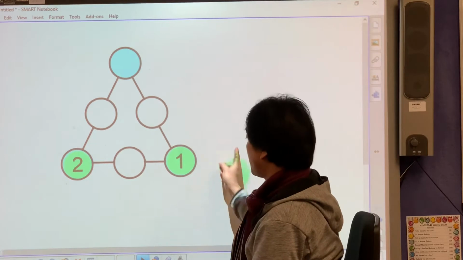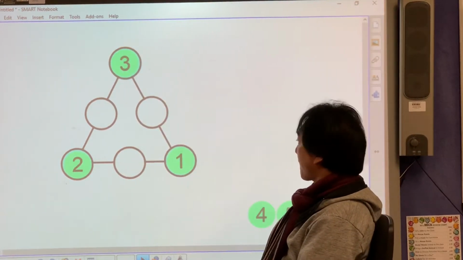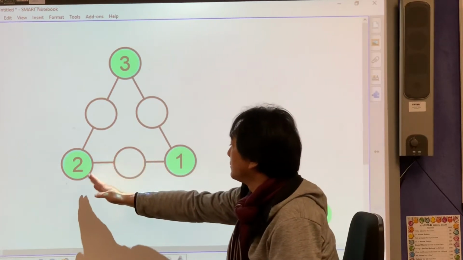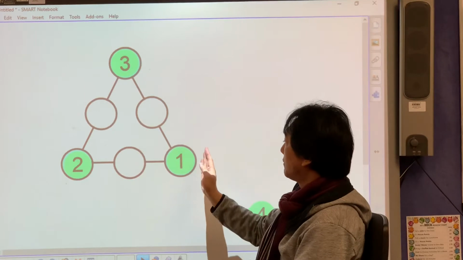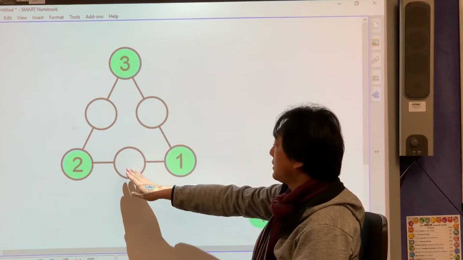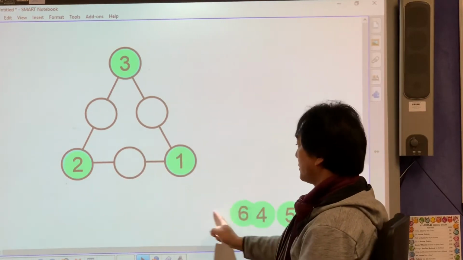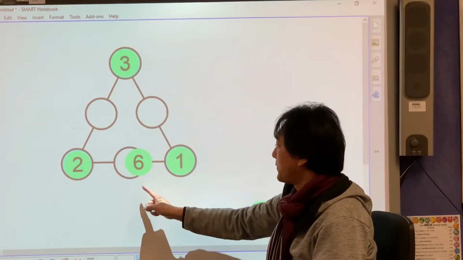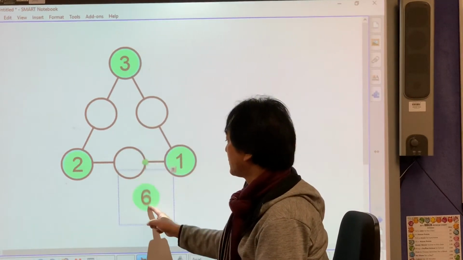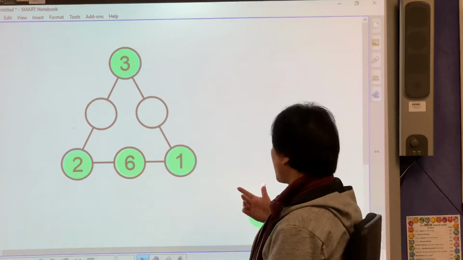So I quickly randomly put 3 numbers there. This is the smallest. 1 plus 2 is 3. 1 plus 3 is 4. 3 plus 2 is 5. So this number here should be the largest of all. So let's put 6 there. So that's 1 plus 2 plus 6 is 9.